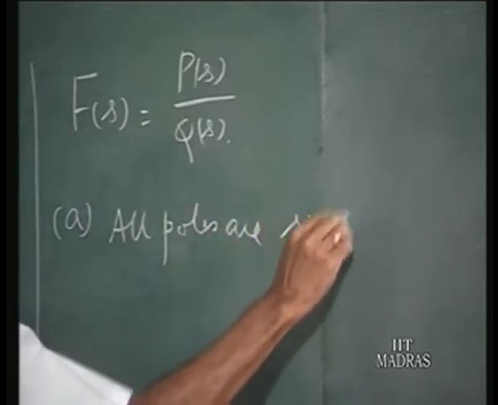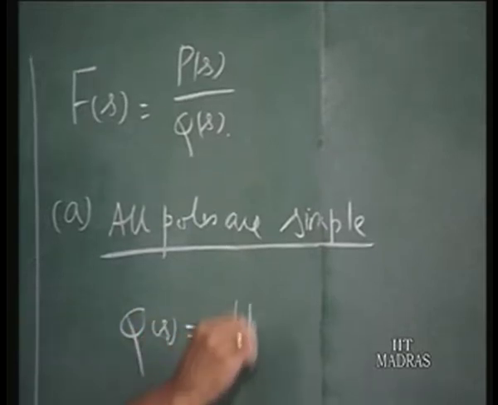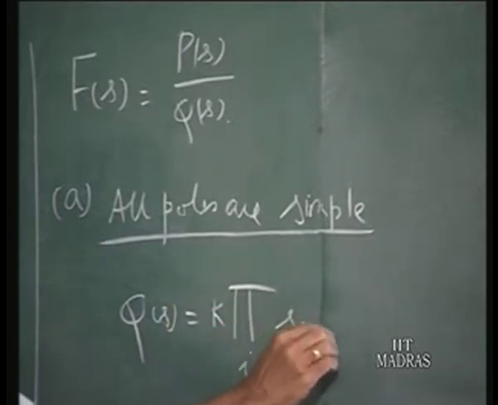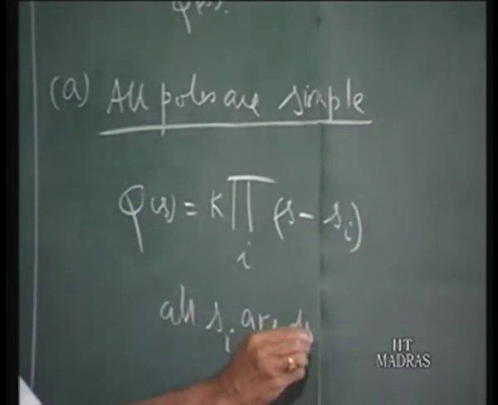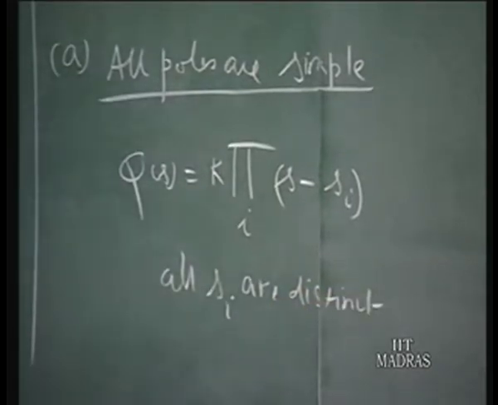All poles are simple. In other words, Q of s is the product of some constant k times (s minus s_i), where all s_i are distinct. That means, if you take i from 1 to n, whatever the factors here, all of them have different values. No two repeat themselves. None of these poles repeats itself. That means no two s_i are the same.